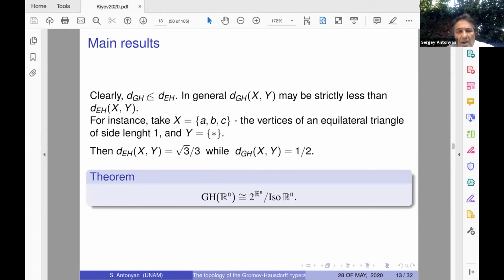So our first result is that the Gromov-Hausdorff hyperspace of the Euclidean space is in fact homeomorphic to this orbit space. So again, the hyperspace of Rn, factorized under the action of the group of isometries of Rn.